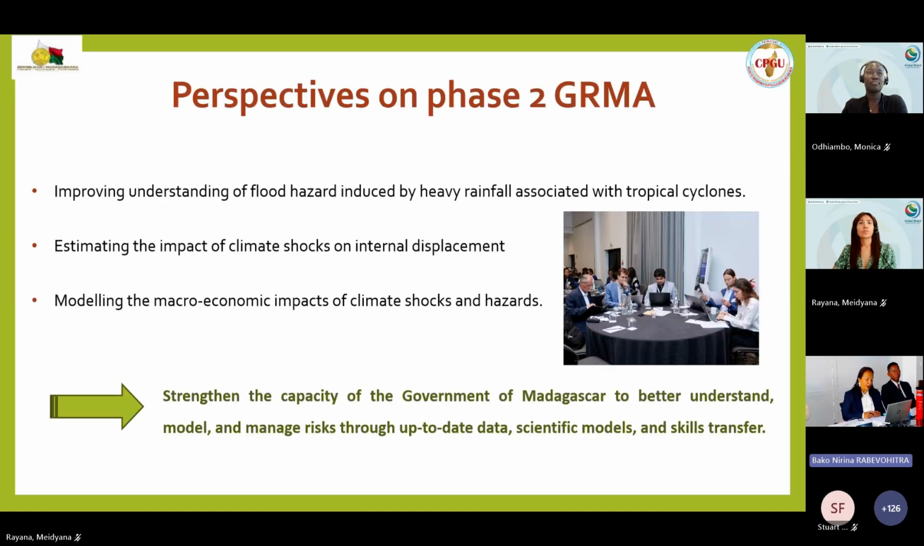At this stage, we are about to implement the phase 2 of GRMA in Madagascar, and it is planned during this phase 2 to model flood risk associated with heavy rainfall caused by tropical cyclones. It is as well planned to estimate the impact of climate shocks on internal displacement and also to model the macroeconomic impacts of climate shocks. Through all of these planned activities, our collaboration with GRMA is really helpful to strengthen and improve risk knowledge and risk understanding through scientific methodology, universal methodology, and also through skill transfer.